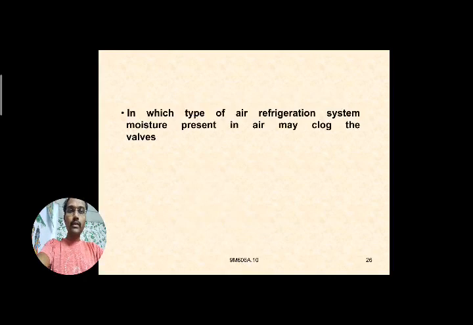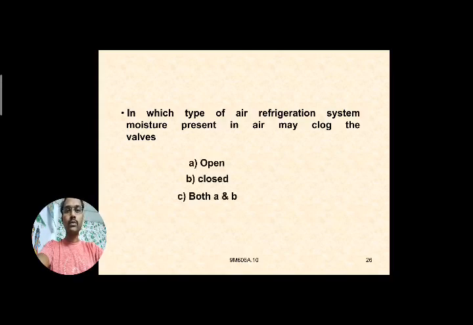Next, in which type of air refrigeration system may moisture present in air clog the valves? Understood the question? In the two types, open and closed air refrigeration systems, moisture present in air may clog the valves. It means at which type of air refrigeration system? Again, the same, open, closed. See, both A and B, and D is none of the above. So out of these four options, if you know the answer, that is open air refrigeration system. The air compulsorily contains moisture content, so it may clog the valves. It is the open air refrigeration system.